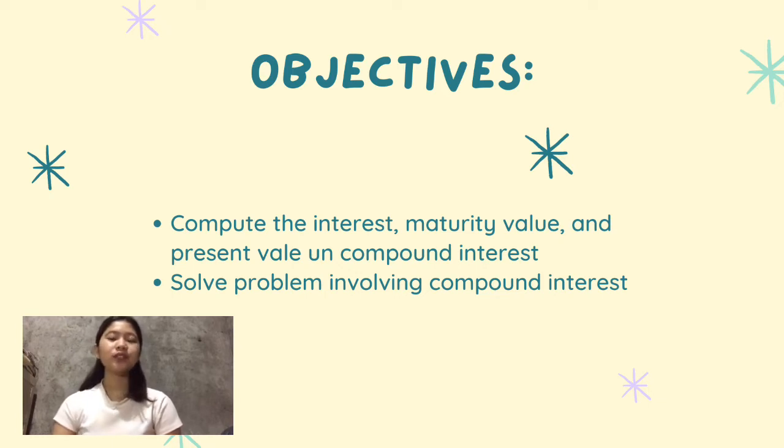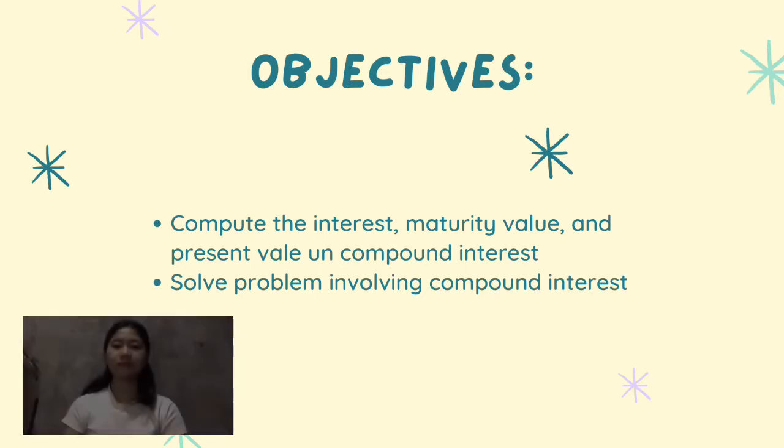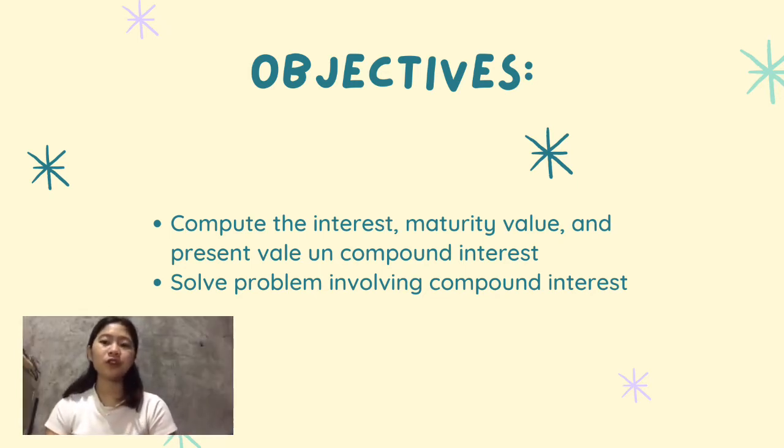Good day everyone. Today we're going to talk about compound interest that compounded annually. For our objectives, compute interest, maturity value and present value in compound interest and solve problems involving compound interest. Basically, the main focus of this video is on how to get the maturity value, also known as future value, and the accumulated interest that we can get when compounded annually.